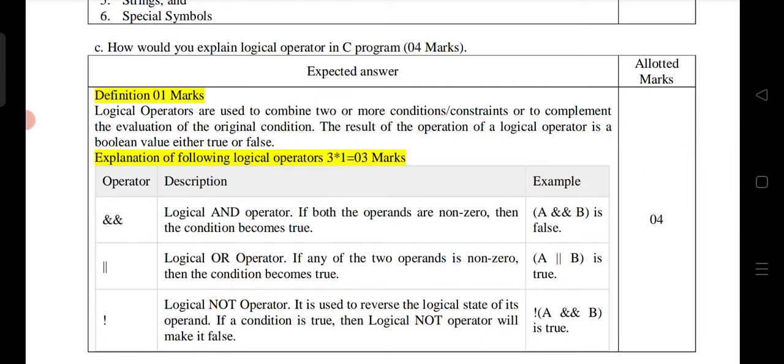So in this video, I have discussed module 1 questions. In module 1, 2 questions are there. The student has to answer any one full question.